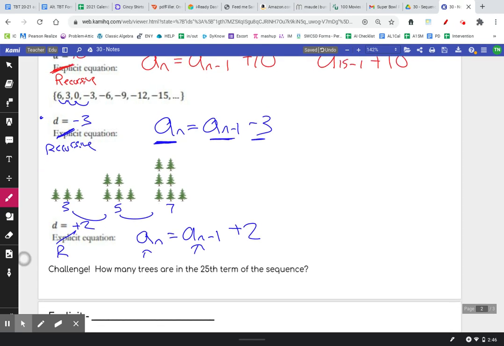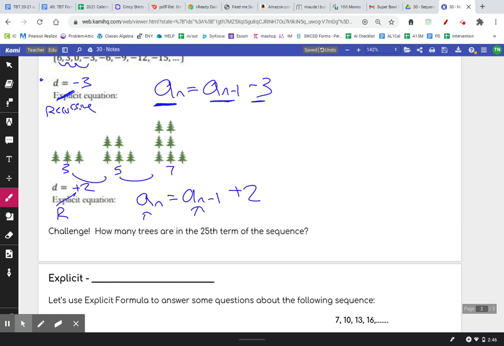Okay, here's a little challenge before we move on to page 3, the last page of the notes. How many trees are in the 25th term of the sequence? Using this recursive equation or recursive formula, I would need to know what the 24th term is, which means I would need to know what the 23rd term is, which would mean I would need to know what the 22nd. You see where I'm going here?